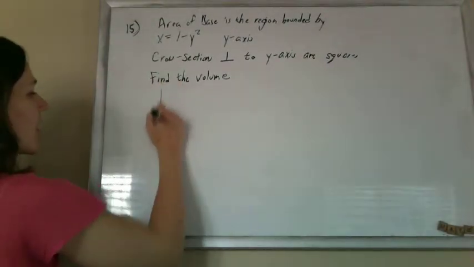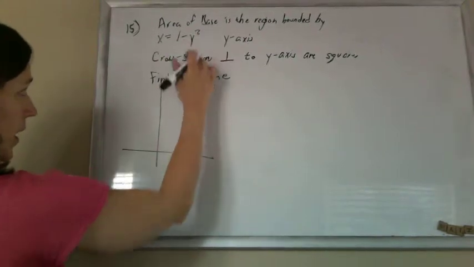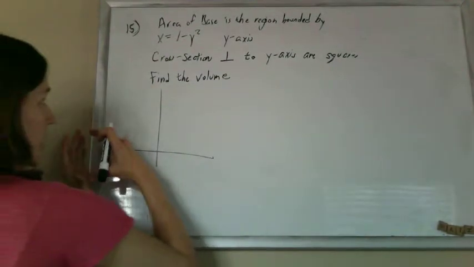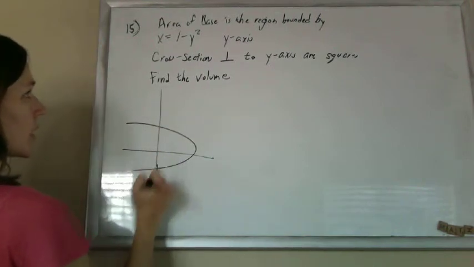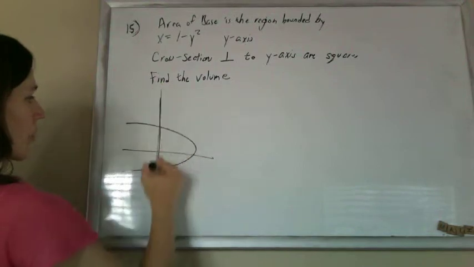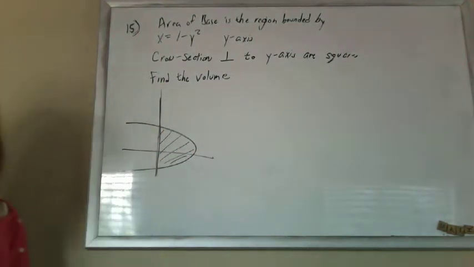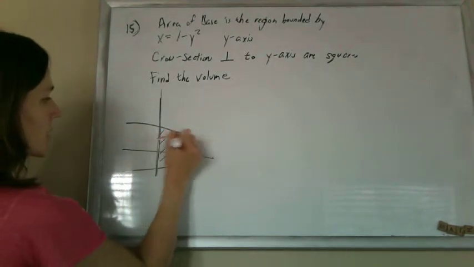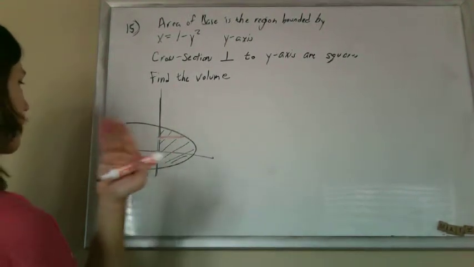So when we draw our region, this is a sideways parabola that's to the left and shifted to the right one. So there it is. We want the region bounded by this and the y-axis here. And then we have cross sections that are perpendicular to the y-axis. And there are squares that are jutting up out of the whiteboard straight at us.